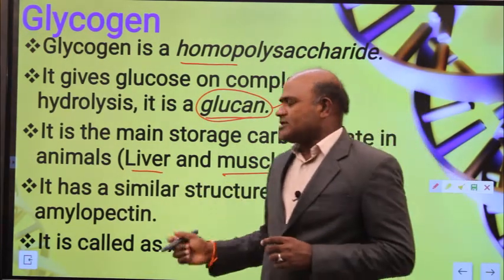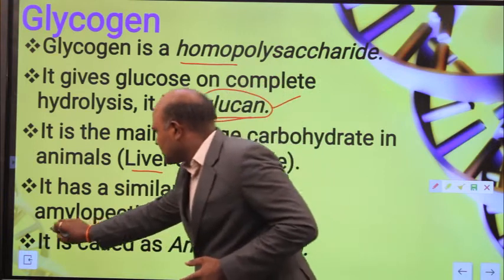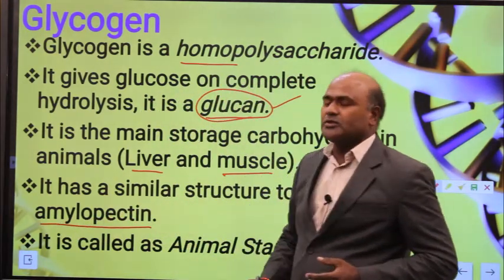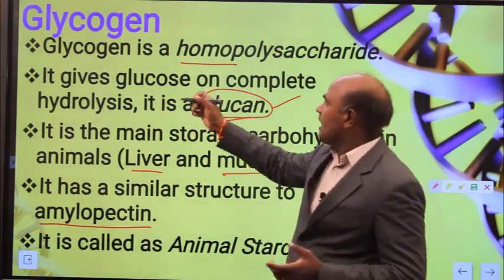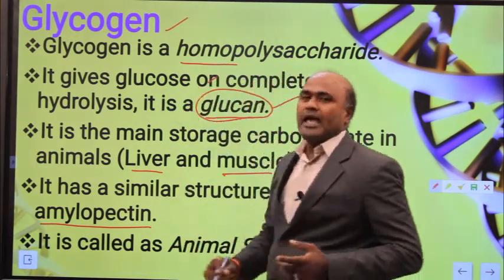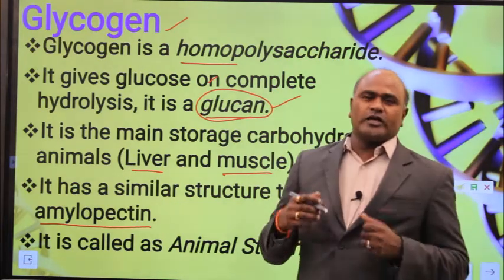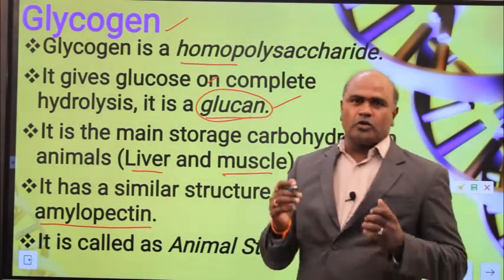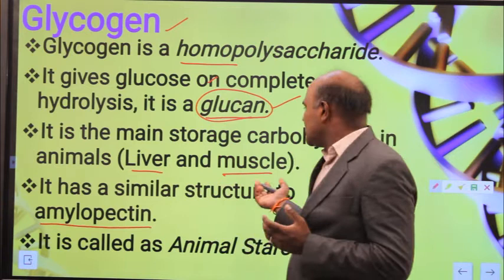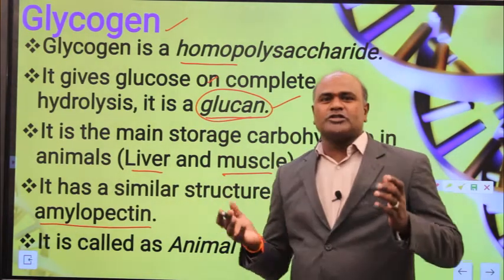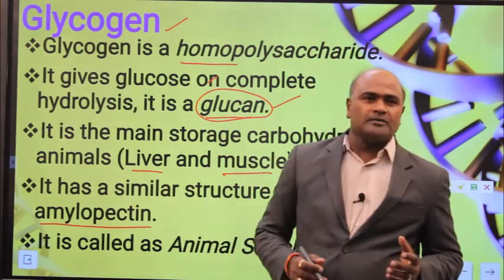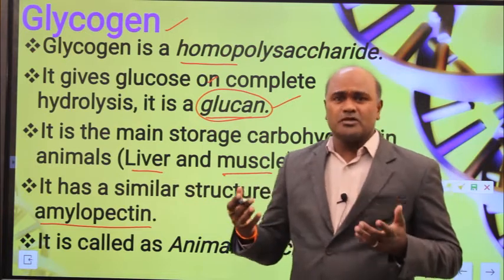It has a structure similar to amylopectin. Glycogen is found in animals, in the liver and muscle, and its structure is similar to amylopectin. We call it an animal starch.